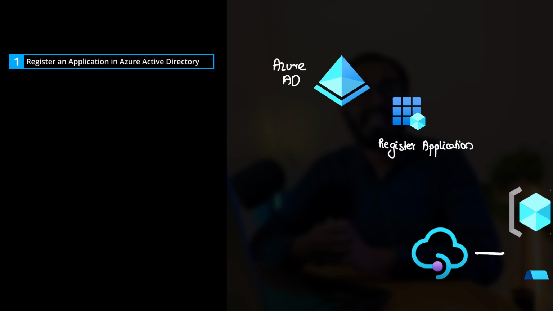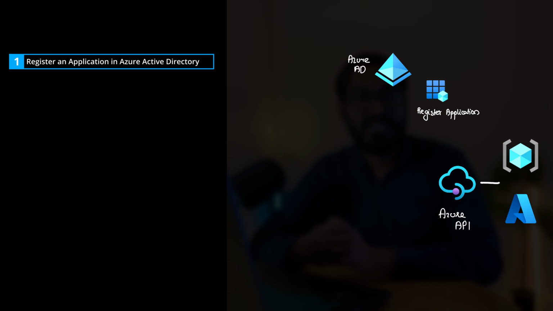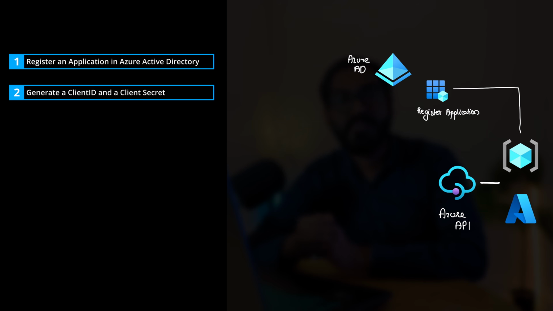When we register an application in Azure AD, a service principal object is created, which serves as the identity of the application. The service principal will then provide us the means to authenticate and authorize access to Azure resources, in our case via the Azure REST APIs. Along with this, we'll also need to generate a client ID and a client secret for the application that we have registered.